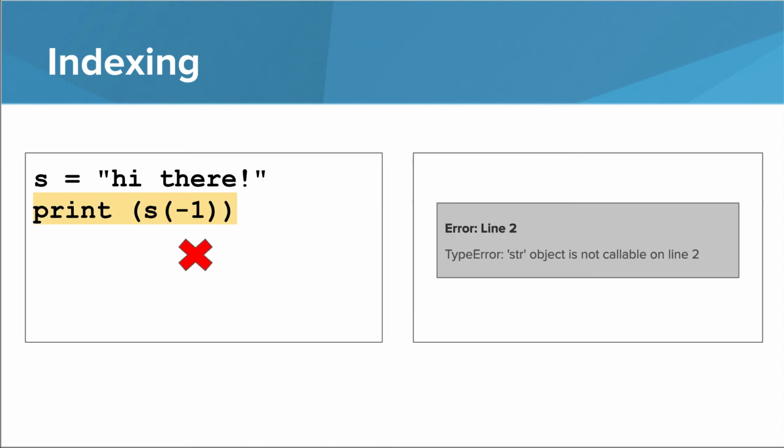Now, when you index into a string to get a particular character, you have to remember to use square brackets, not parentheses. Using parentheses will cause an error. The error says str object is not callable, and this is because Python thinks you're trying to treat the string like a function call.